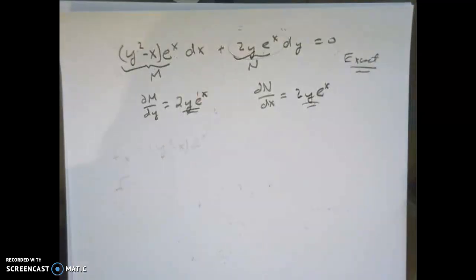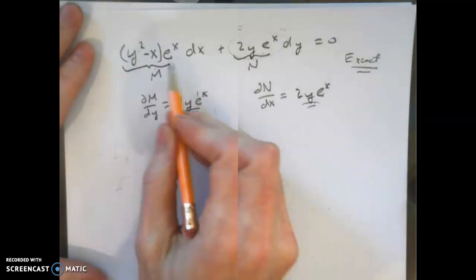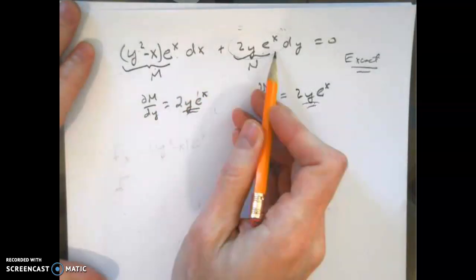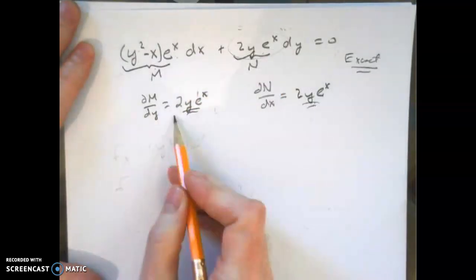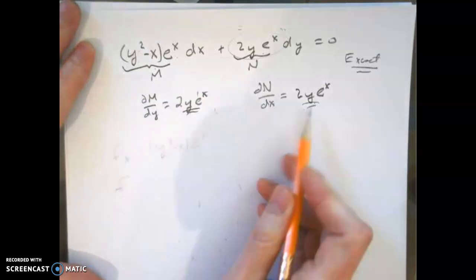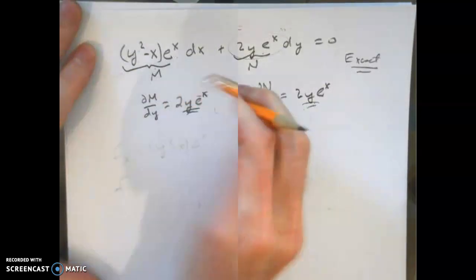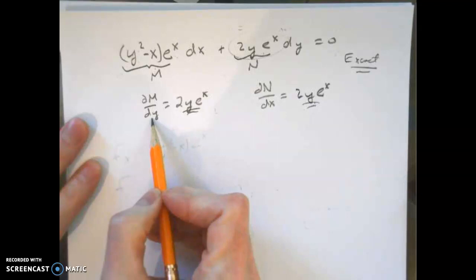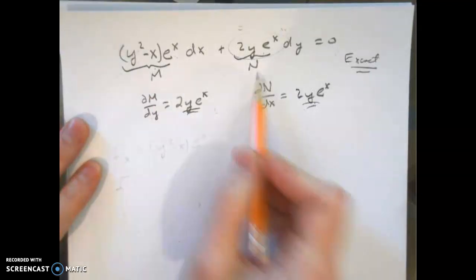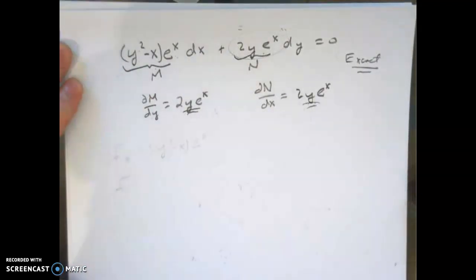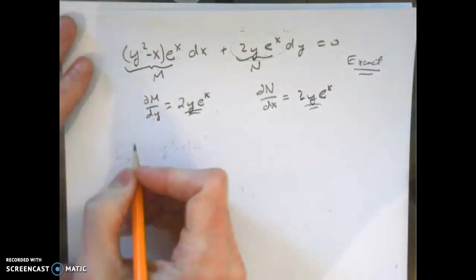And just continuing this problem, we multiply both sides of the original equation by the integrating factor, e to the x, so that this is now exact. We proved it's exact by taking the y partial of this thing and the x partial of this thing, show that they're equal. So now we have to find the potential function.